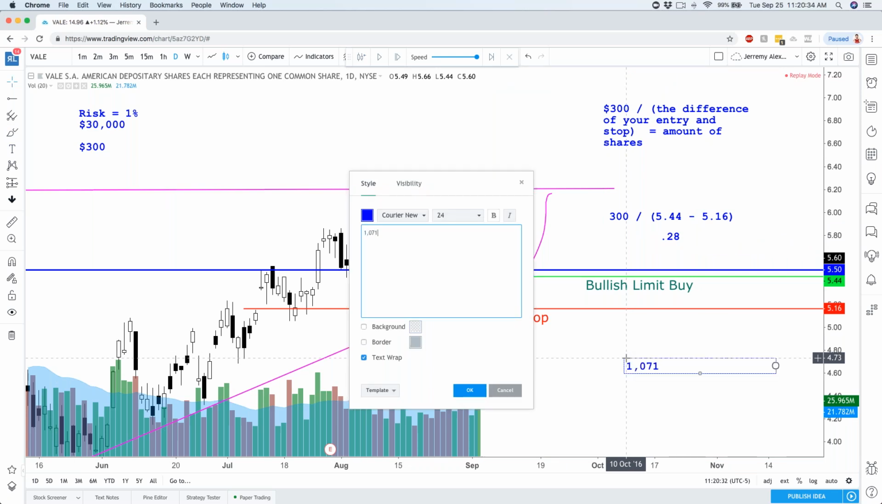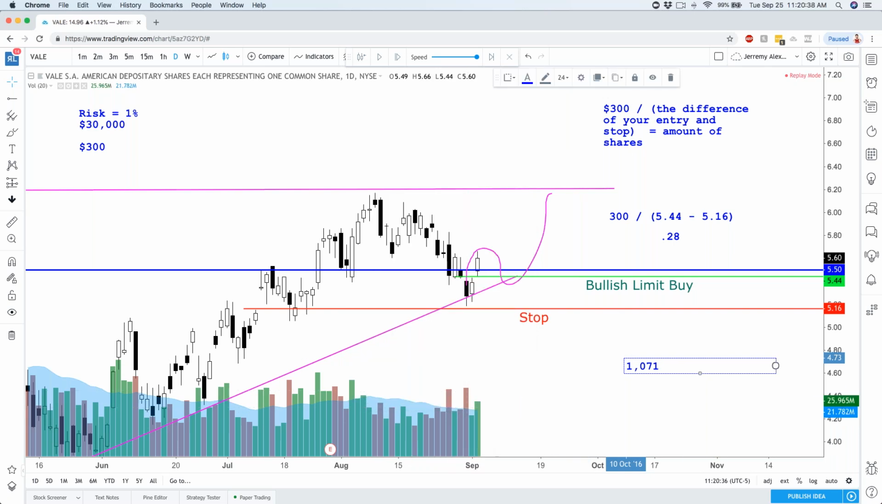1,071.4, but that's how many shares you're going to buy. So you're going to buy 1,071 shares. Now, why is that important to know? The reason it's important to know is because it gives you a lot of certainty. It lets you know with a pretty high degree of certainty, unless you get a weird gap or something that goes against you, how many shares to buy. And number two, you'll also know how much money you're going to lose on a trade.